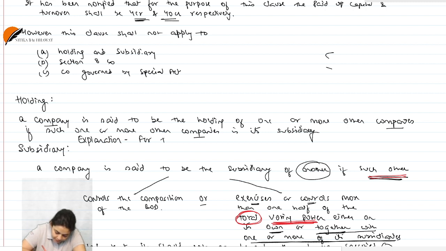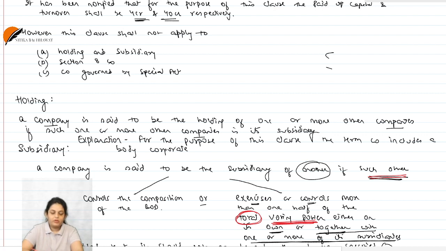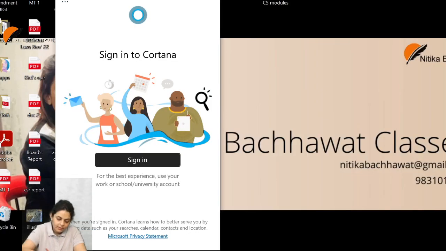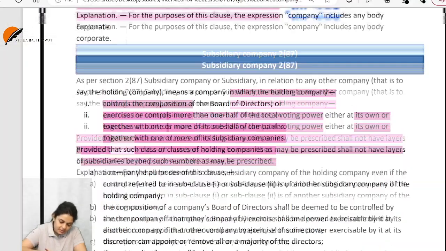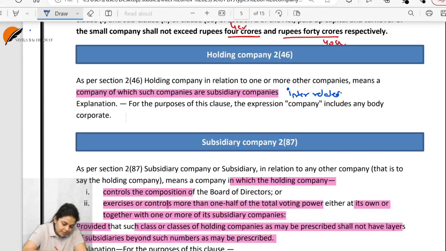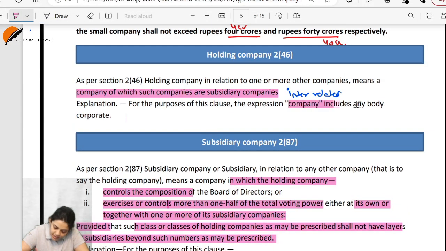For the purpose of this clause, the term company includes a body corporate. So you can see this here. For the purpose of this clause, company includes any body corporate.